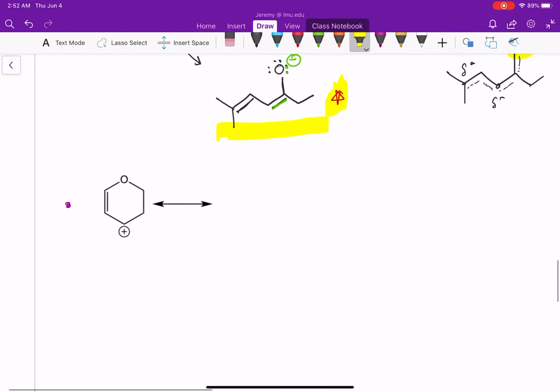Let's look at another example here where we have a carbocation, okay? Again, I'm going to draw in my p orbitals.